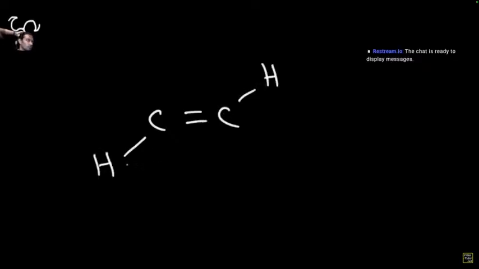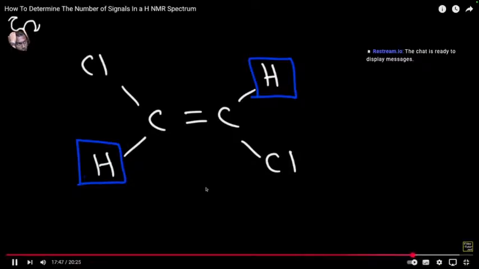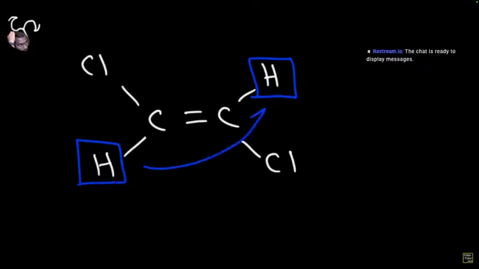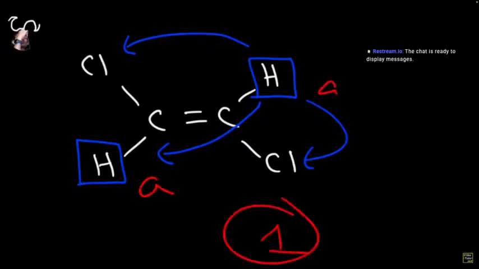How many signals will there be for this molecule? So we only need to focus on these 2 hydrogen atoms. Are they identical or are they different? Identical. So this hydrogen is cis to a chlorine atom, and it's trans to a hydrogen atom, and it's attached to a carbon atom with another chlorine atom. The same is true for the other one. It's cis to that chlorine atom, trans to a hydrogen, and it's attached to a carbon with a chlorine atom. So therefore, they're identical. Thus, we're only going to have 1 signal for that molecule.